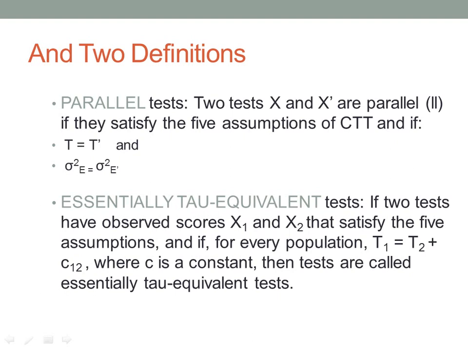You can think of this as basically saying that you can have parallel tests where the true scores are slightly differently calibrated. That is what this is saying. It's like a parallel test, but one test measures the true scores slightly higher than the other. And nowadays, this is not so important. So I think what we're going to do is skip over this essentially tau equivalent test definition. You should know it's there.